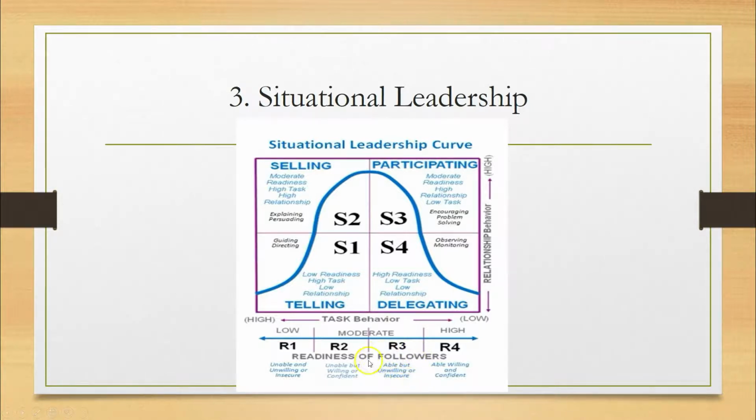They could be already sick of doing the same thing over and over, so they're less motivated, but they're capable. Or maybe they're just people who are lacking in confidence. Here you can see what is high here. Relationship behavior means you need to give them a lot of support. But remember, they are competent.